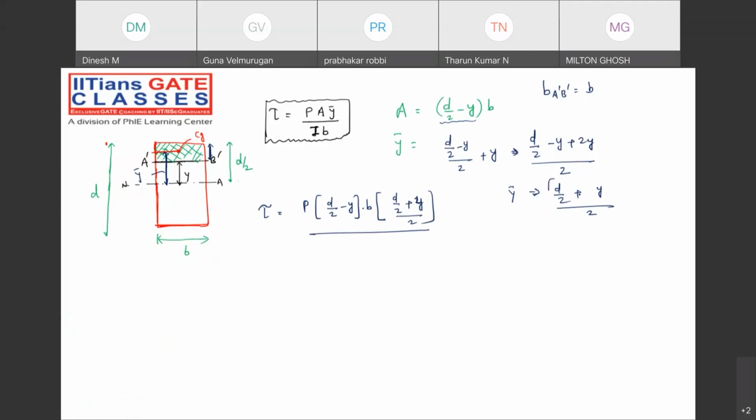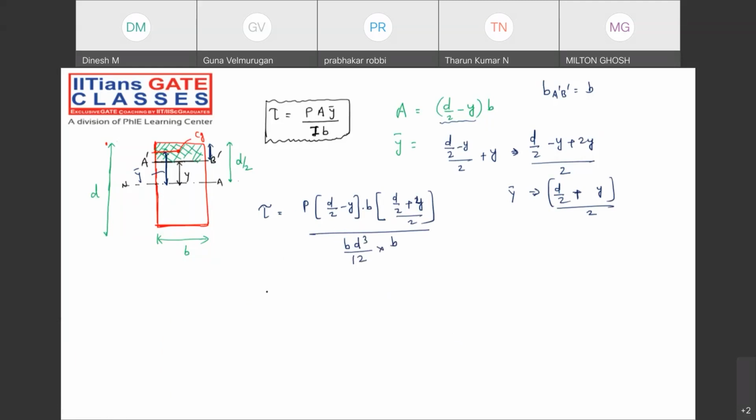I have written only plus Y. Minus Y plus 2Y, that is plus Y only, by 2. What about the I about the neutral axis? B into d cubed by 12 into B.